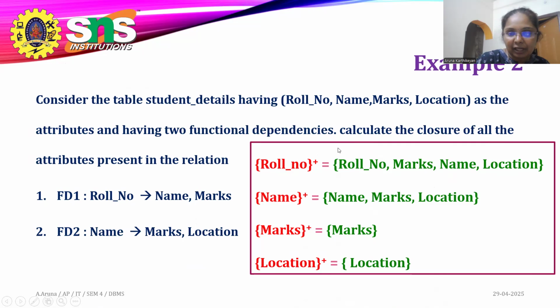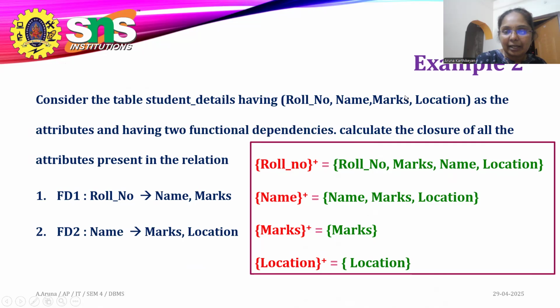Similarly, how can we calculate it for the name closure? Whatever element is present on the closure side, the same as it is, we have to write on my right hand side. So here I have to write down the name. Through name, I can identify marks and location, so I have to add it over here. Is there any other thing I can identify? No, nothing can be identified.